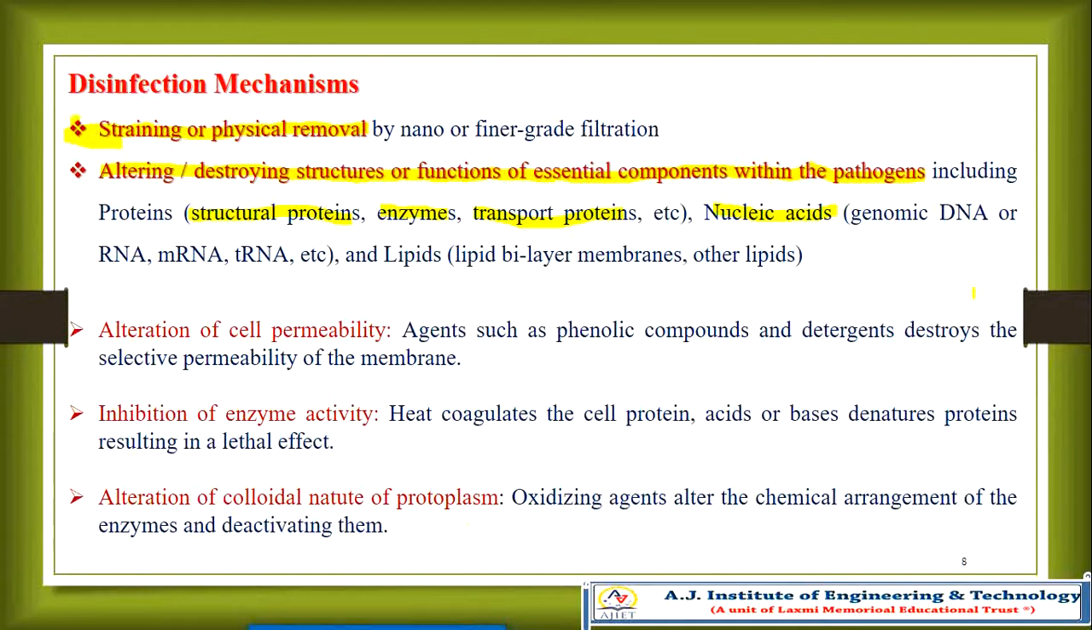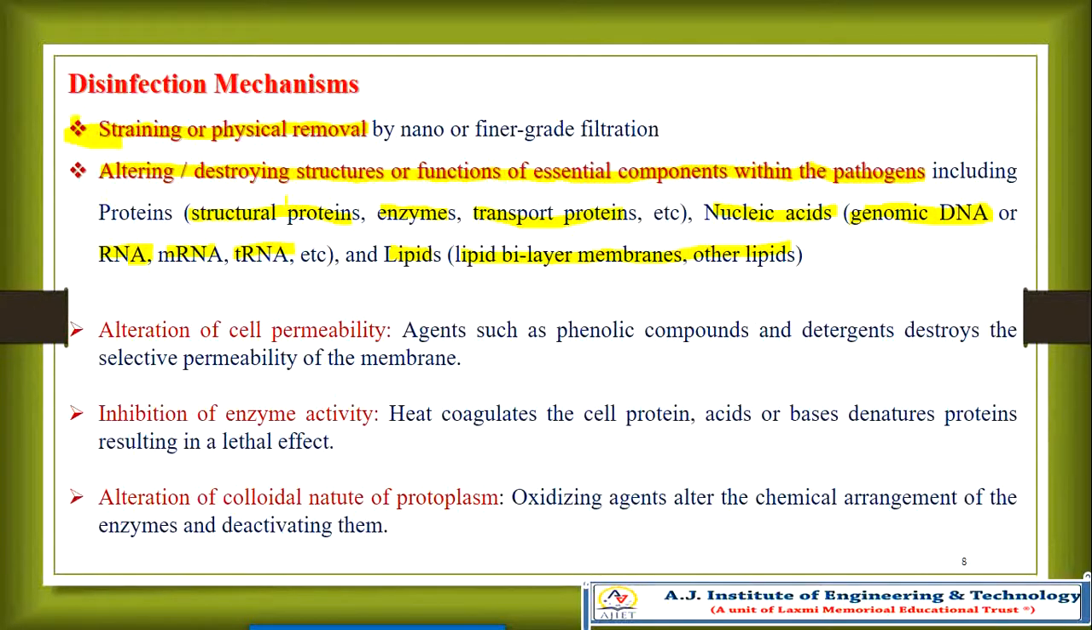Nucleic acids, that is genomic DNA, RNA, mRNA, tRNA, etc., or lipids, very important, lipid bilayer membranes or other lipids. We are destroying the structural, functional, or essential components within the pathogen, altering them. So that is the mechanism involved.